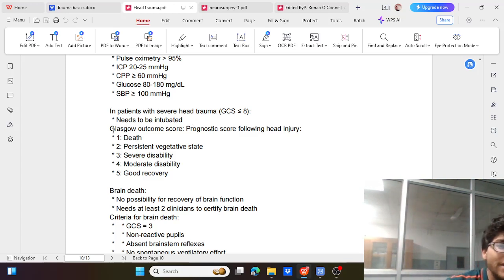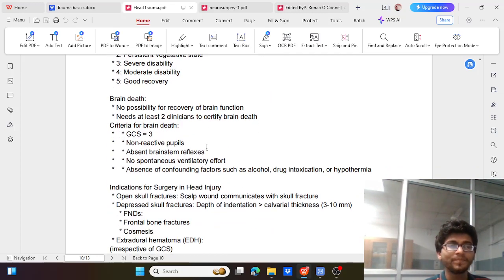Then we have the Glasgow Outcome Score. It is the prognostic score following head injury. If it is 5, then it is good recovery, the patient will recover. If the score is 4, it will have moderate disability. In 3, it will have severe disability. 2 will have persistent vegetative state, and 1 is dead. So 2 is persistent vegetative state, also known as coma.